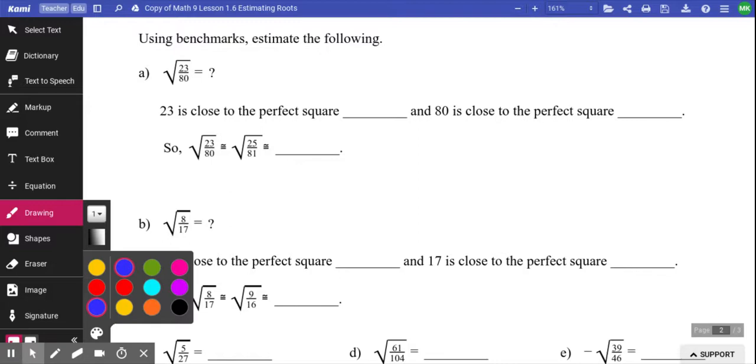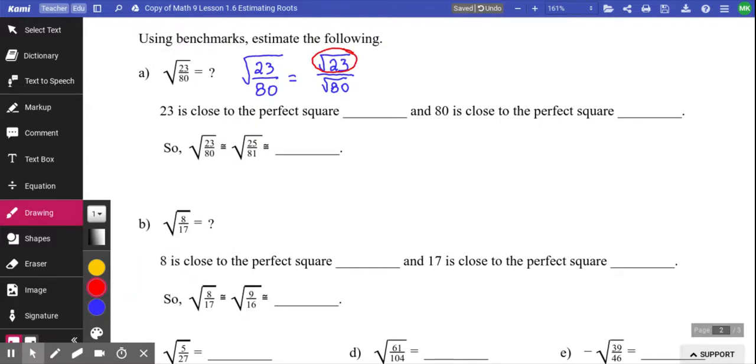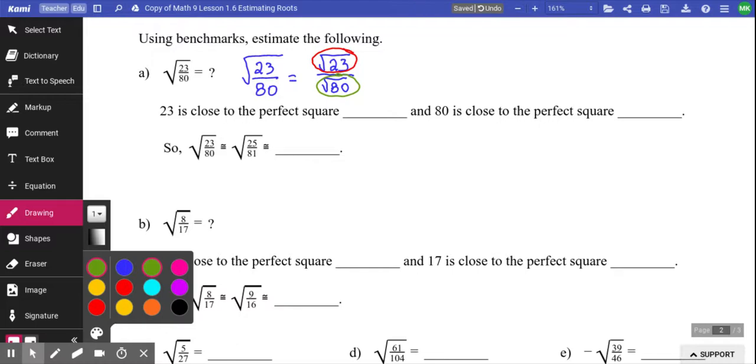So if you look at estimating a fraction, you're going to use your math rule, which will be useful in Math 10 and more useful in Math 20: when you have a fraction under a root sign, you can break it up into two different radicals. So I can break this up to be square root 23 and square root 80. Then I can estimate root 23 and I can estimate root 80, and you do it as two separate things.